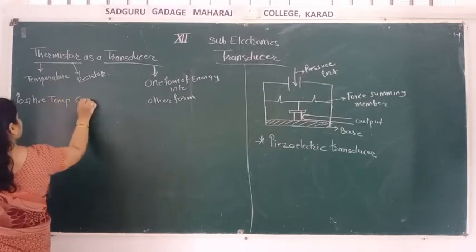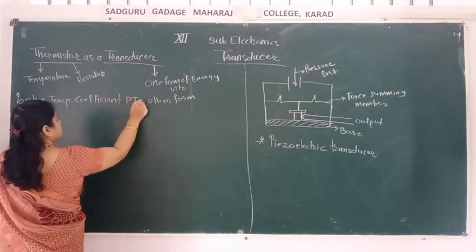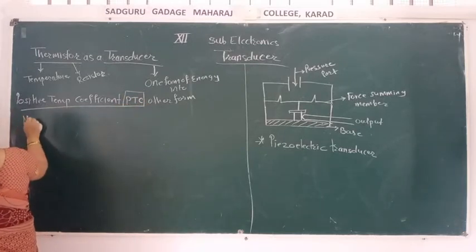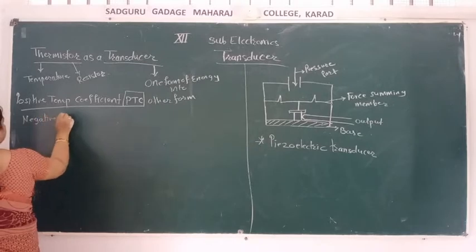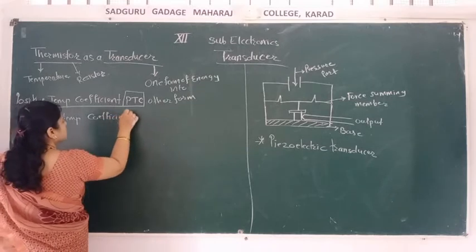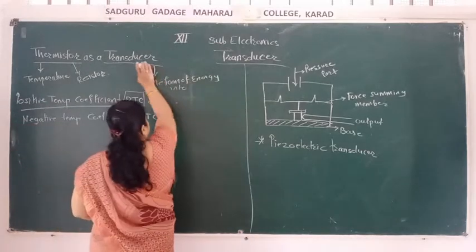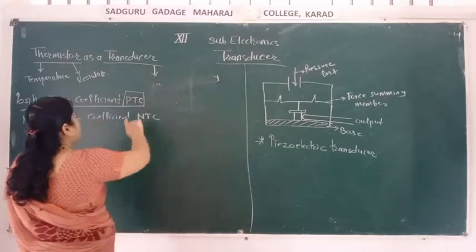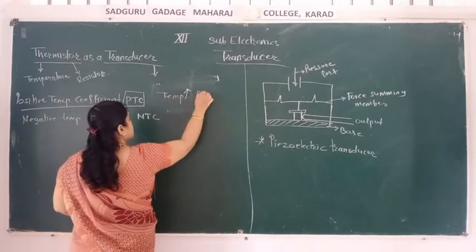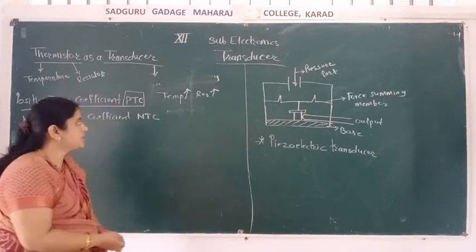The positive temperature coefficient is called the PTC, and the negative temperature coefficient is the NTC. What happens in PTC and NTC? In PTC, the positive temperature coefficient, when temperature increases, resistance also increases. Both are increasing, which is called a positive temperature coefficient, that is PTC.